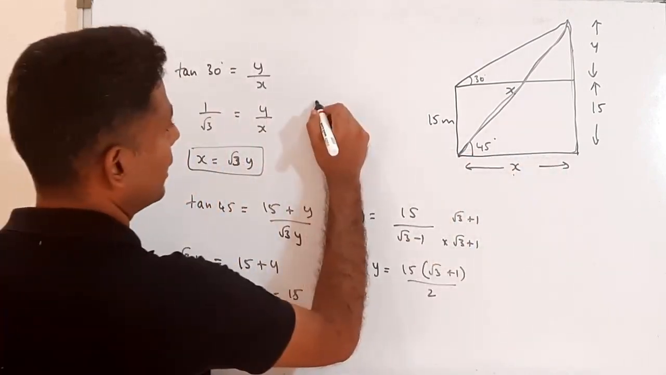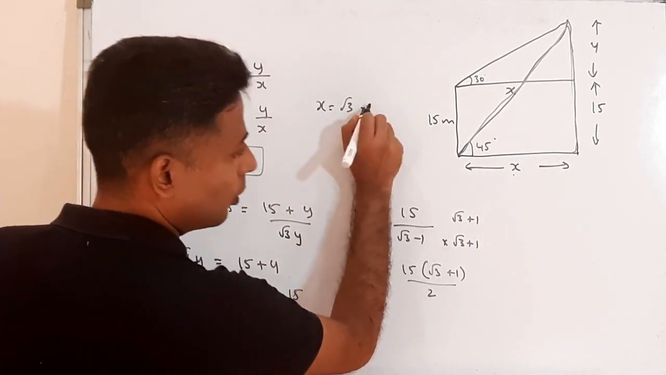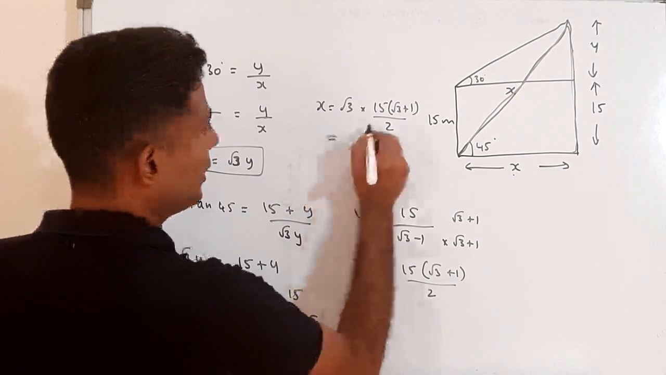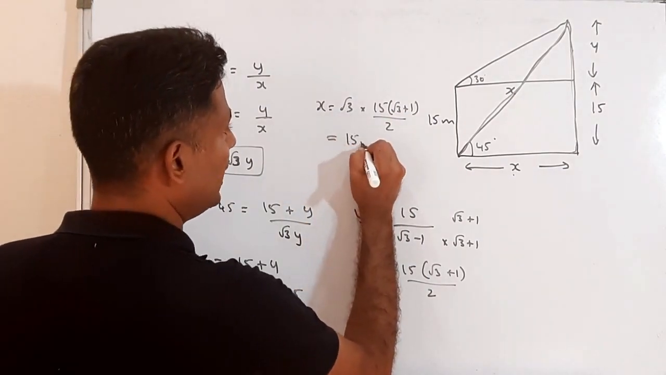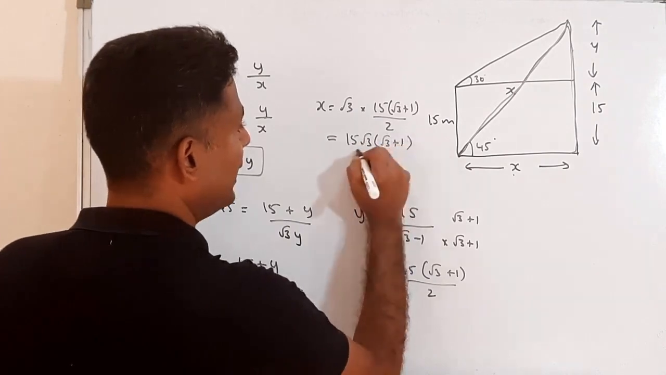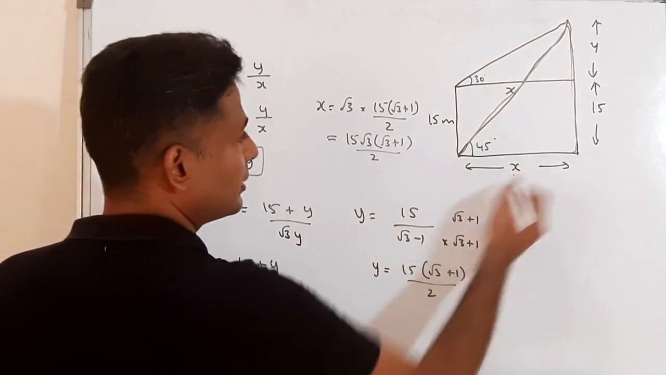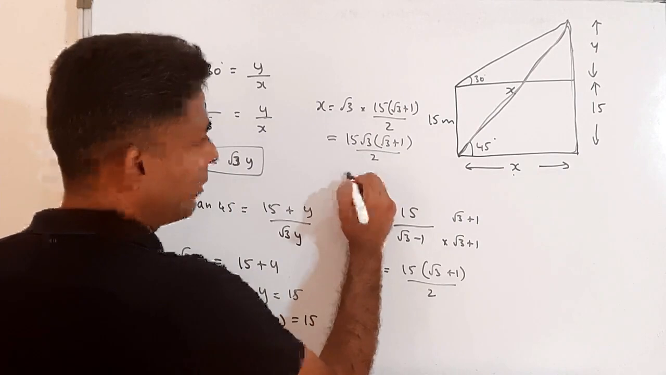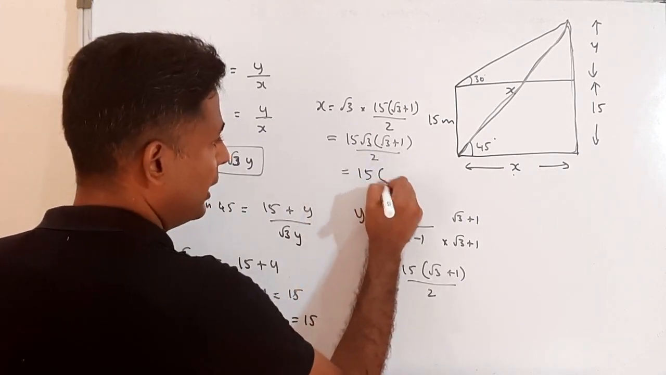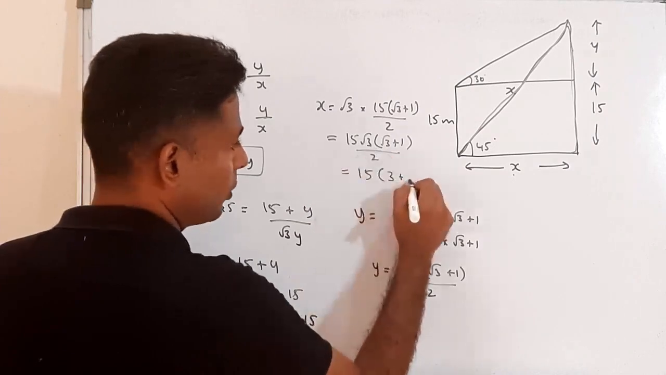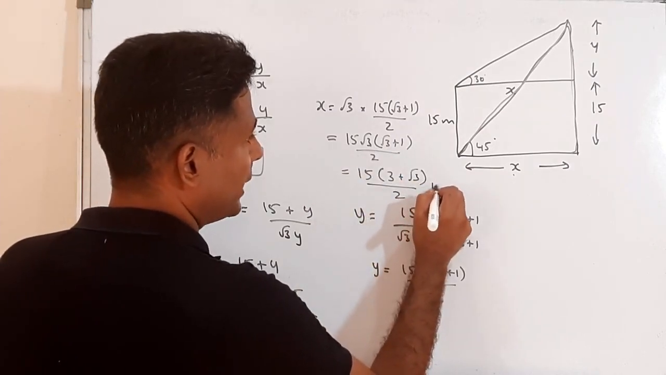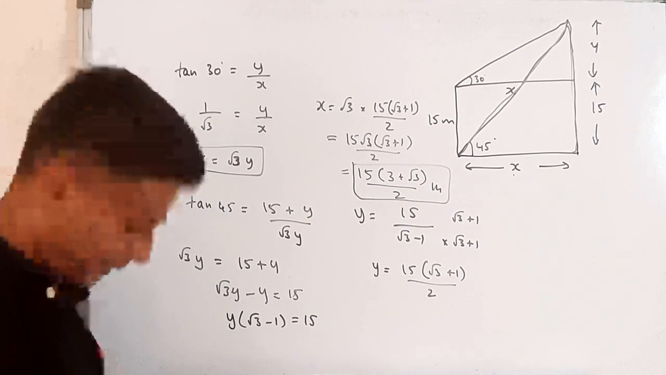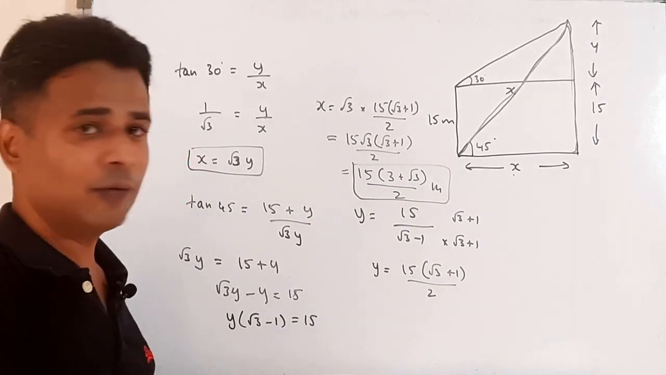Now x is root 3y. So x equals root 3 into 15 into root 3 plus 1 by 2. So we get 15 root 3 into root 3 plus 1 by 2. Right? So this is the distance between the buildings. Now if I open the bracket and take this root 3 inside, it becomes 15 into root 3 into root 3, 3, plus 1 into root 3, by 2 meters. So this is the distance between the buildings. This is how it has been given in your options, right?